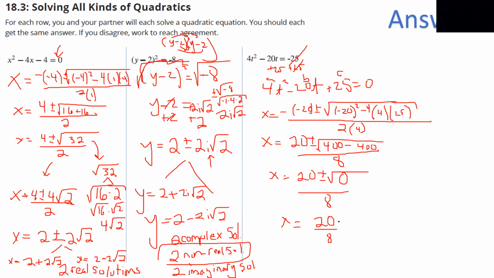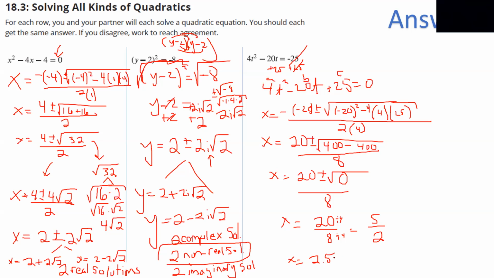Now, why didn't I put plus or minus 0? Well, I didn't put plus or minus 0 because plus or minus 0 is just 0, so I'm not going to leave it there. So what you have to do now is simplify this. Since I see a 20 and an 8, I know I can divide both the numerator and denominator by 4. So I would get 5 over 2. And if you wanted to be fancy and divide that, you're going to get 2.5.